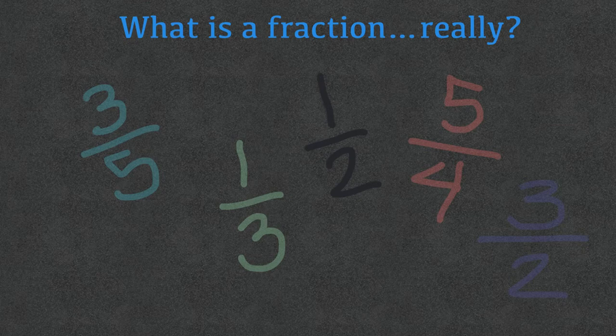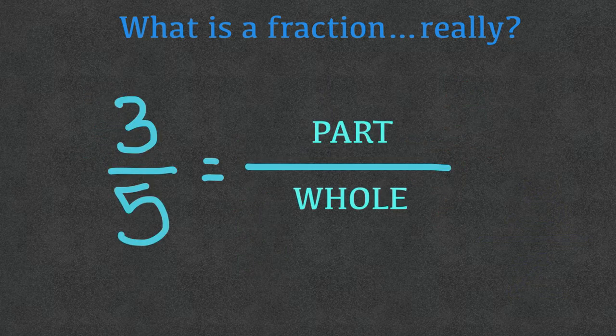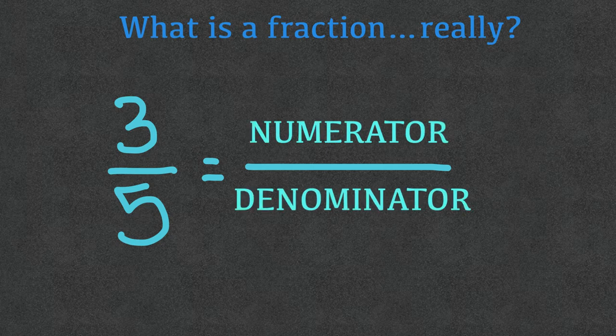So I have a bunch of fractions here. We have 3/5, a third, a half, 5/4, 3/2. We're going to learn what these things are. So let's take 3/5, for instance. We may have learned, and probably learned, that our top number is our part, our bottom number is our whole. We may have also learned numerator and denominator. Hopefully we learned top numbers are numerator, the bottom numbers are denominator.